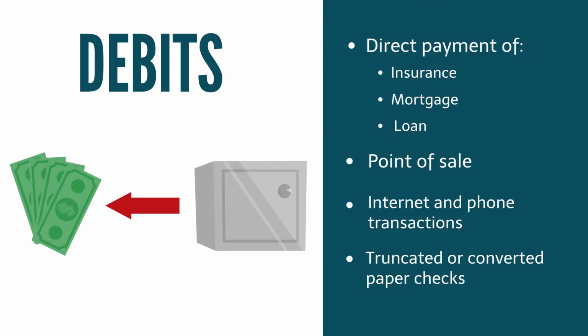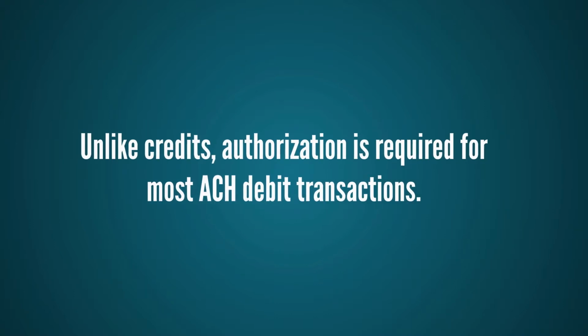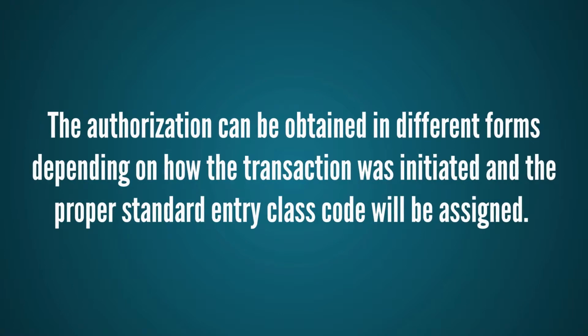It can also be at the point of sale, internet transactions, telephone transactions, truncated or converted paper transactions. Unlike credits, authorization is required for most ACH debit transactions. The authorization can be obtained in different forms depending on how the transaction was initiated, and the proper standard entry class code will be assigned. Like credit transactions, a pre-notification is optional for debit transactions.